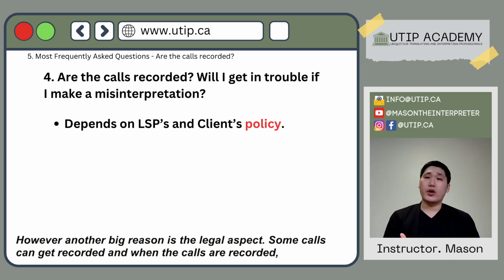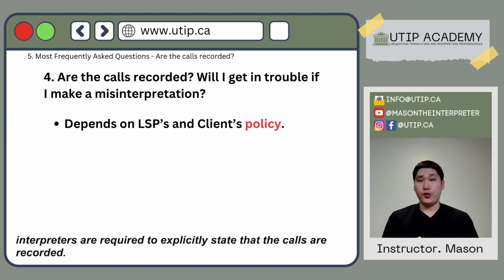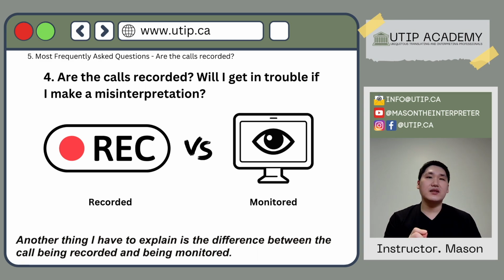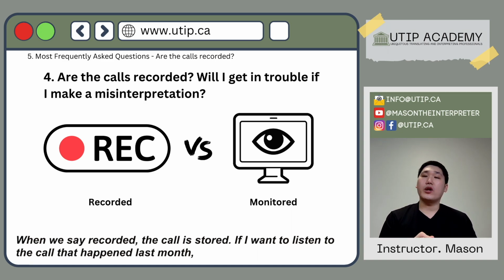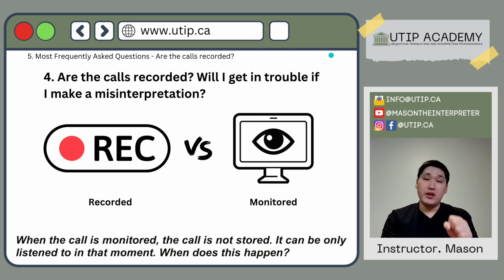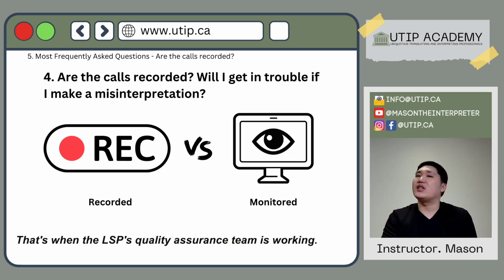Some calls can get recorded, and when the calls are recorded, interpreters are required to explicitly state that the calls are recorded. Another thing I have to explain here is the difference between the call being recorded and being monitored. When we say recorded, the call is stored. If I want to listen to the call that happened last month, I can go back and listen to it anytime. That's recorded. When the call is monitored, the call is not stored. It can be only listened to in that moment. When does this happen? That's when the LSP's quality assurance team is working.